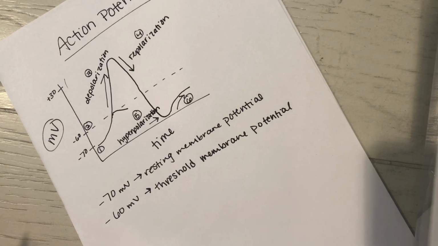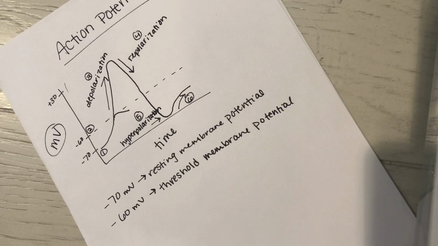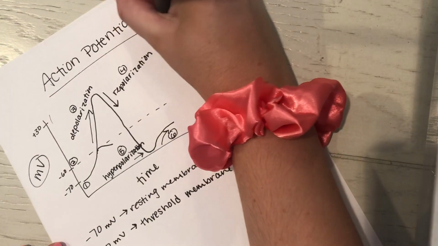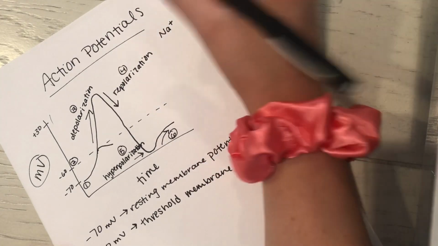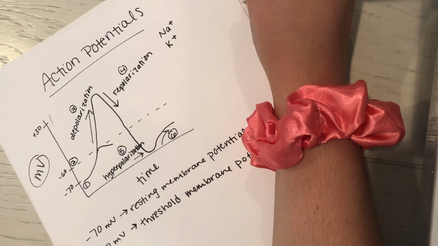Like I said, we're talking about charges, and how those charges are going to interact with our cell. What's going on there is we're looking at our sodium and our potassium ions. Both sodium and potassium have a +1 charge. Sodium has a +1 charge and potassium has a +1 charge.